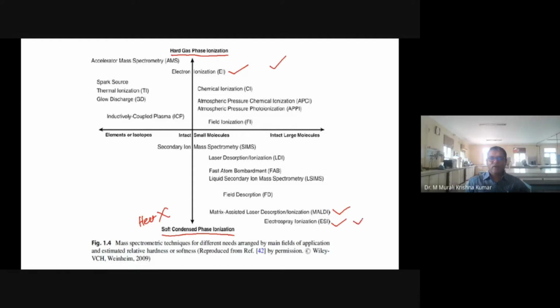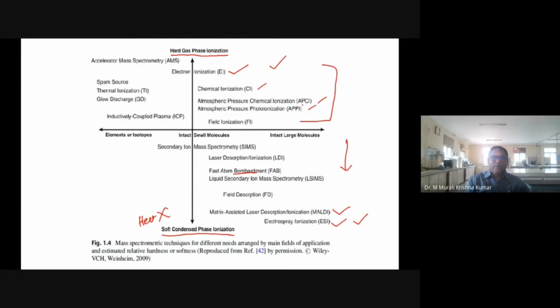Here degradation of the molecule will not be there that much. Okay, so on the soft side, as you are moving from here to here, we see field desorption and fast atom bombardment, and then if you are going to the higher energy side, APCI, atmospheric pressure chemical ionization, photoionization, and chemical ionization, all these are on the other side.